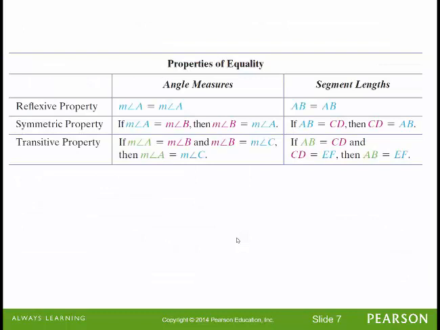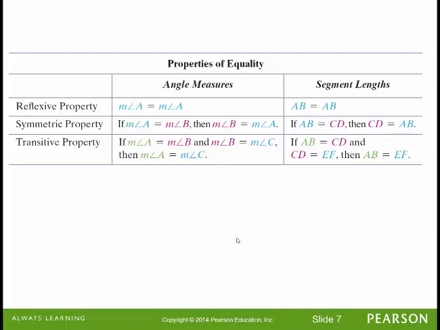All right, there's some other properties of equality. All right, being a geometry class, we want to talk about with angles and segments. So the reflexive property, if you have the measure of angle A, well, that's obviously equal to the measure of angle A. Line segment AB is equivalent to line segment AB. If you have the symmetric property, the measure of angle A is equal to measure of angle B, well, then obviously measure of angle B is equal to measure of A. Flip is true. If AB is equal to CD, then segment CD is equal to AB, symmetric property.